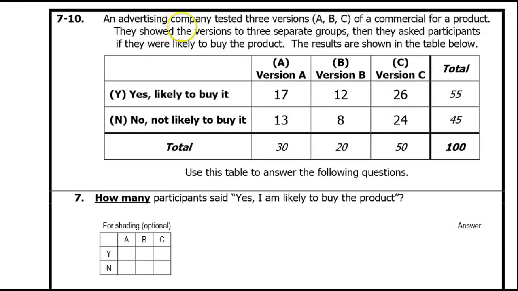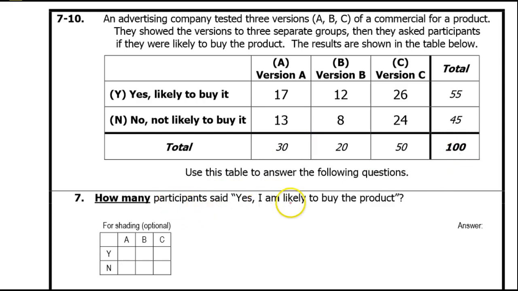An advertising company tested 3 versions, A, B, and C, of a commercial for a product. They showed the versions to 3 separate groups. Then they asked participants if they were likely to buy the product. The results are shown in the table below. Notice that we have a total of 100.